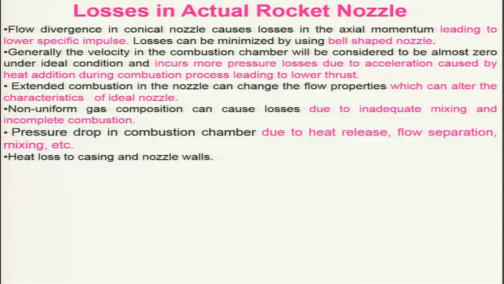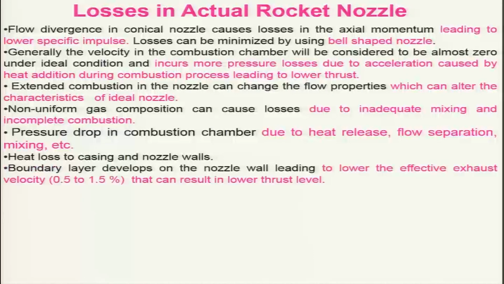And we have assumed adiabatic flow, or rather isentropic flow. The heat loss to the casing and nozzle walls is inevitable; even though you can have insulation, heat losses will still be there. The boundary layer also will be there on the wall of the rocket nozzle, but we have assumed there is no boundary layer, that it is an inviscid fluid. In real rocket engines, the boundary layer will decrease the effective exhaust velocity by around 0.5 to 1.5%. That can result in a lower thrust level.